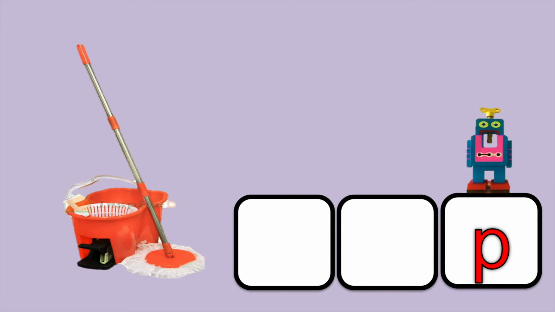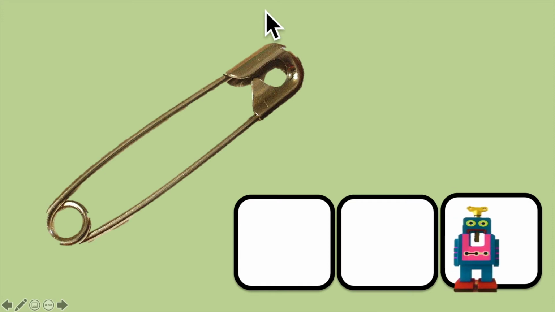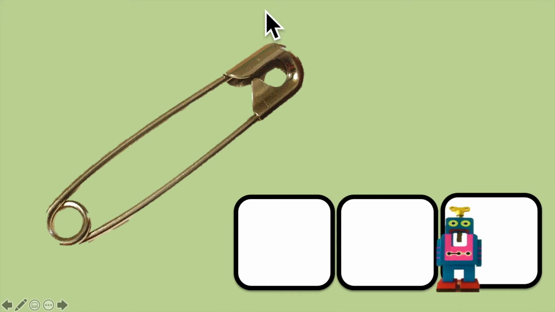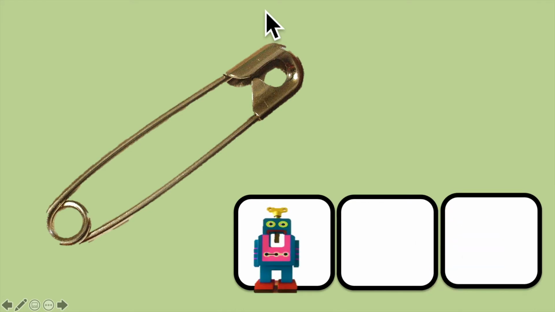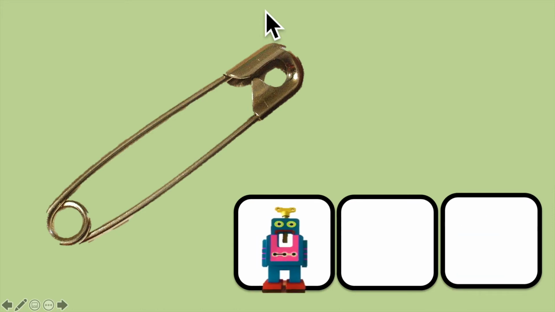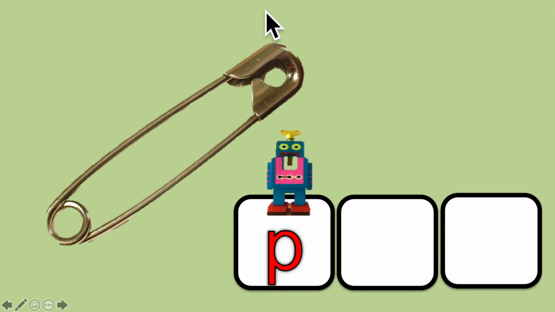Let's try the next one. Pin. Let's segment that. We're listening for the P sound. P, N. Pause the video and have a go. It was at the start of the word.